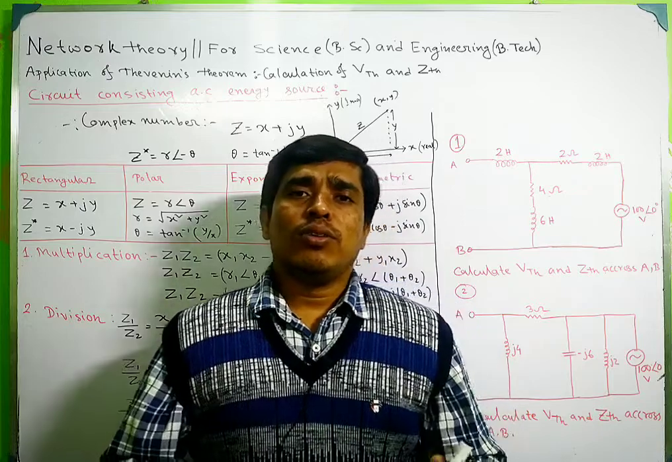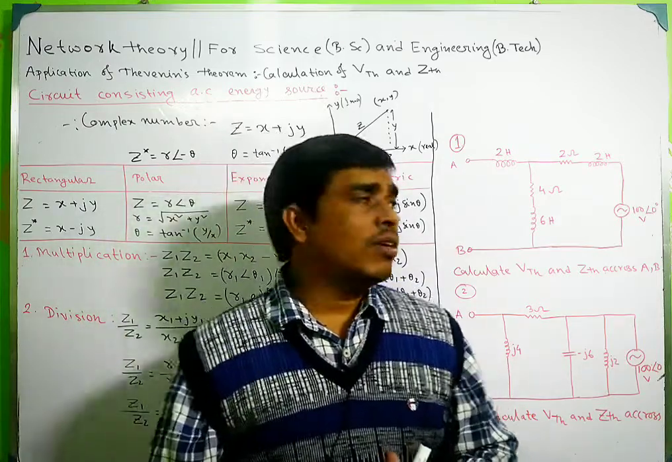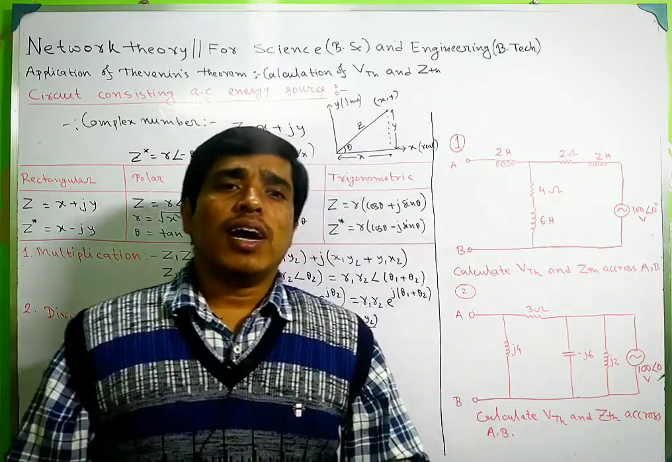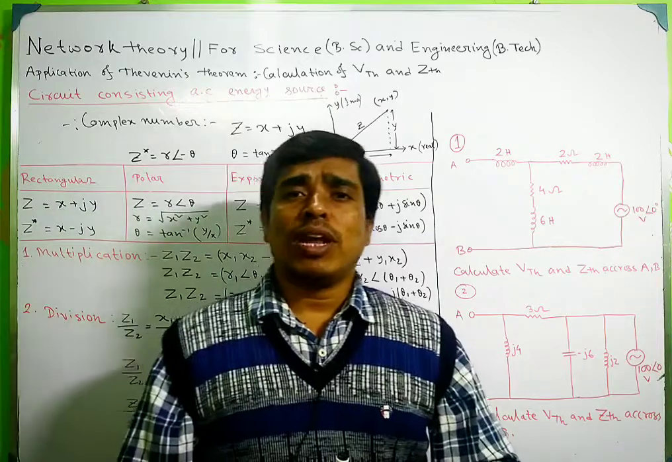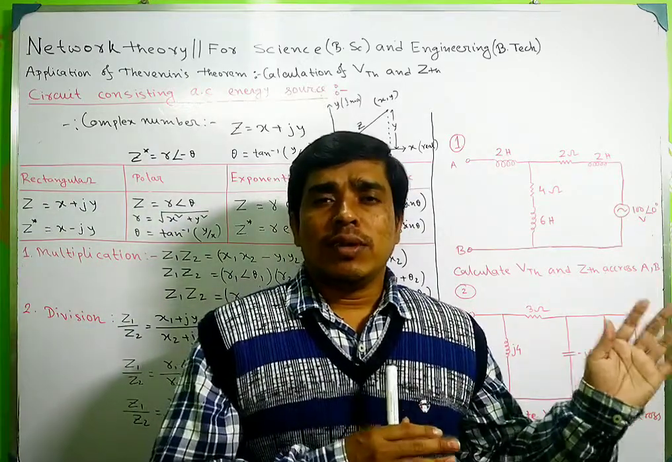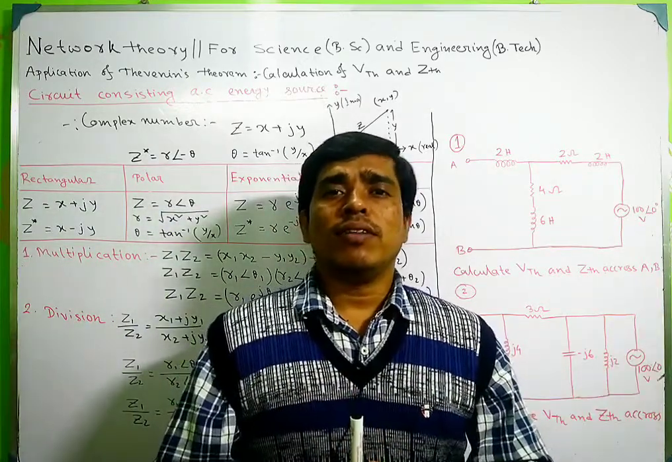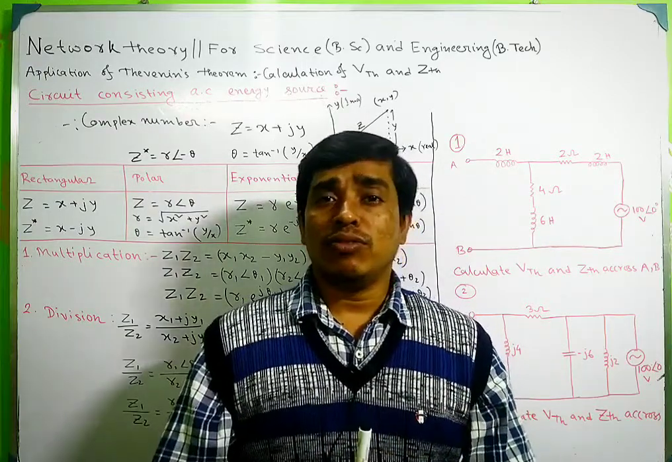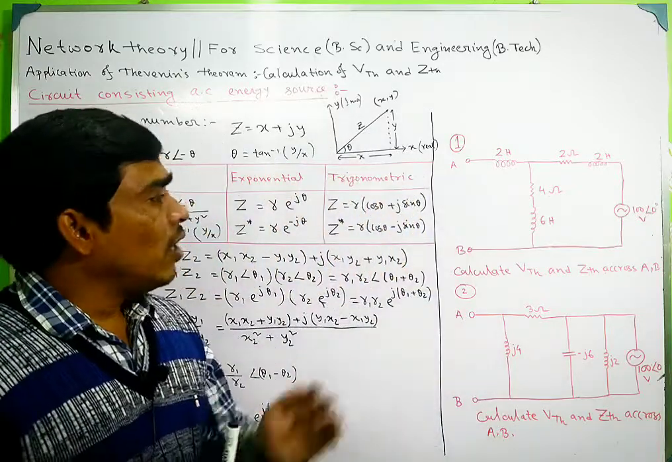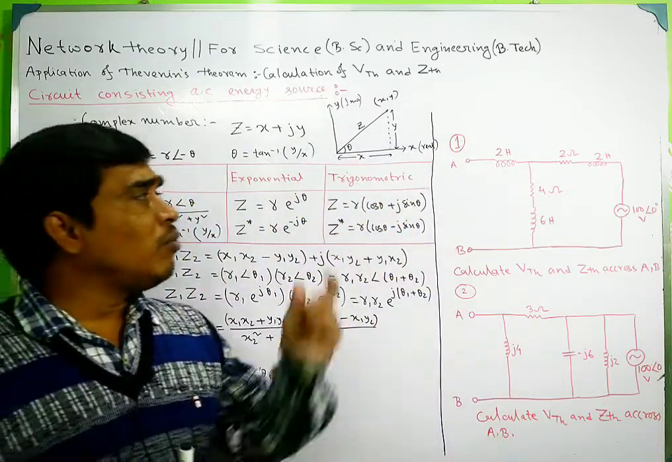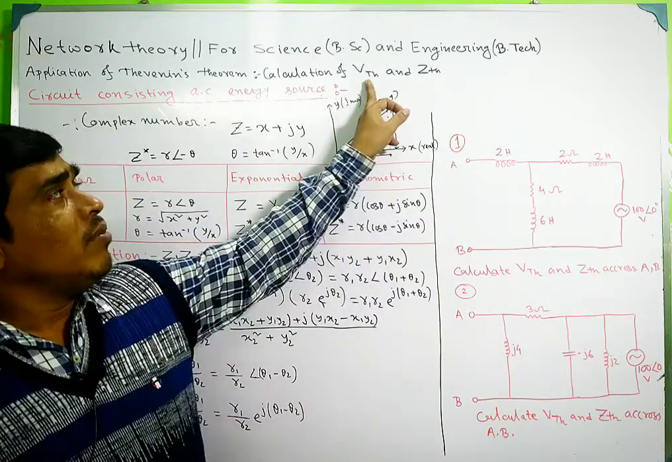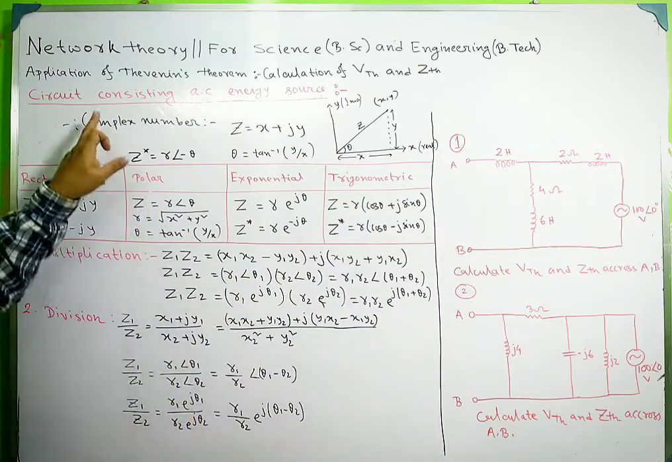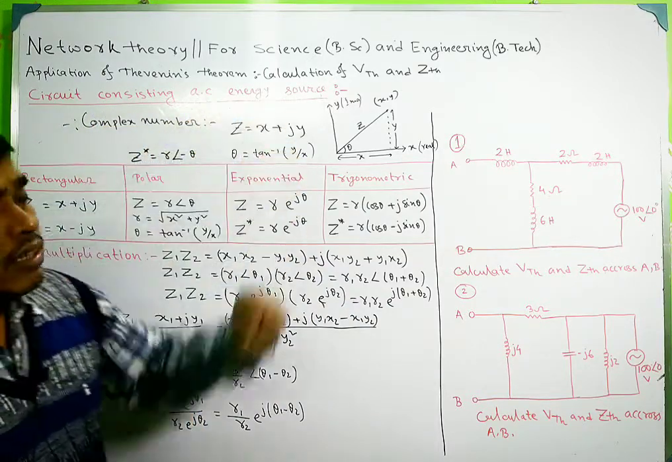Hello friends, today we will discuss these two problems. In the previous class, I only discussed how to calculate the Thevenin voltage and Thevenin impedance for a circuit consisting of only a DC energy source. But today I will discuss how to calculate the Thevenin voltage and Thevenin impedance for a network which consists of an AC energy source.